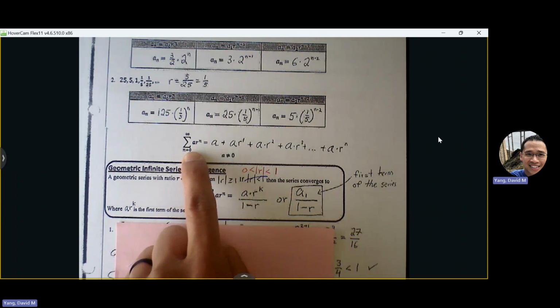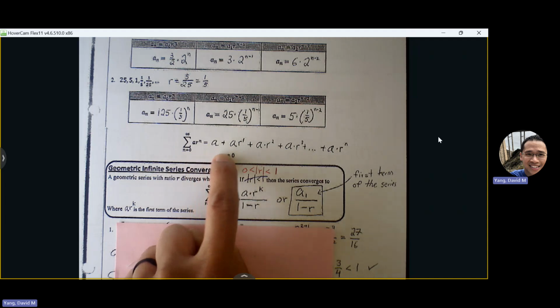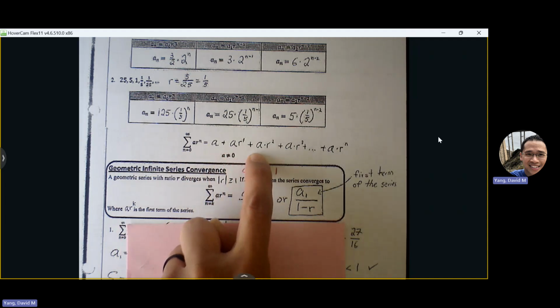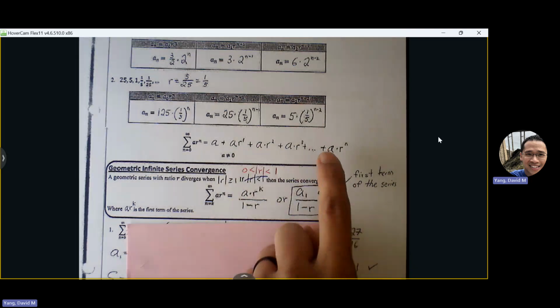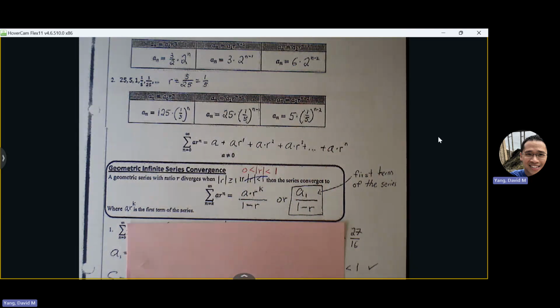This is just a geometric series that is written in summation notation. So if I have a times r to the n, this would be a plus a times r plus a times r squared plus dot dot dot plus a times r to the n power. So every term is not only multiplied from the previous term, but we're also adding the previous terms to it. So we call this a geometric infinite series.